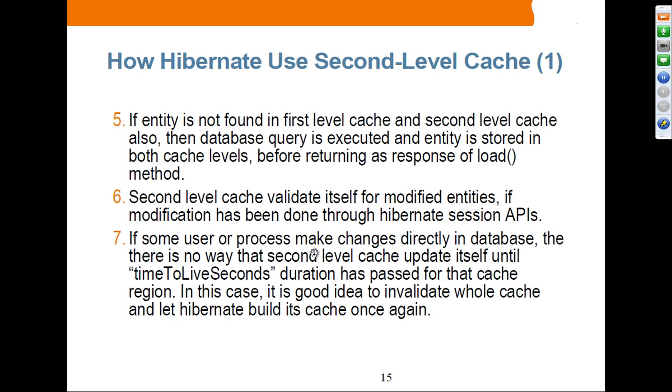The second level cache invalidates itself for modified entities. If the modification has been done through the Hibernate Session API, so if something is modified, then it will invalidate it. If some user or process makes changes directly to the database, there is no way for the second level cache to update itself until timeout. So you can certainly specify a timeout for that. When the time runs out, it is a good idea to invalidate the whole cache and let Hibernate build this cache once again.